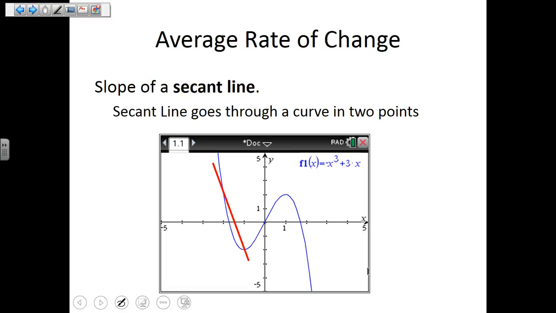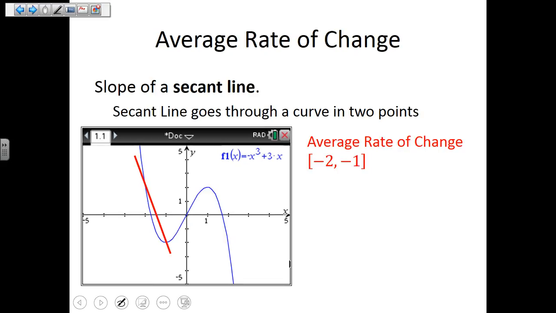Now, let's talk about average rate of change. When we talk about average rate of change, we're really just talking about the slope of a secant line. Now I've gone ahead and drawn a secant line into this graph. A secant line is a line that goes through a graph in 2 points. Now this line may end up going through the graph in another spot. Doesn't matter. As far as I'm concerned, it's got 2 points that it goes through that are interesting to me. And I want to find the slope of that secant line, and that's my average rate of change. That's my average slope for this function.